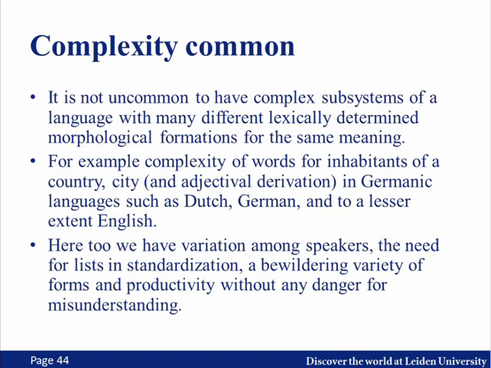In Dutch, actually also in German, and to a lesser extent in English, we have this for names of people of a city. Is somebody from Utrecht an Utrechtenaar, an Utrechter, or a Bredana? Sometimes I hear these formations and I know, oh, I wouldn't say that, but I immediately understand what the person means: somebody from that city. So here too we have variation among speakers. In standardization we need lists, and so we have to look up what is actually the correct form. But if we don't care about standards, then this bewildering variety of forms and productivity is not disturbing the interpretation at all. I'm done.